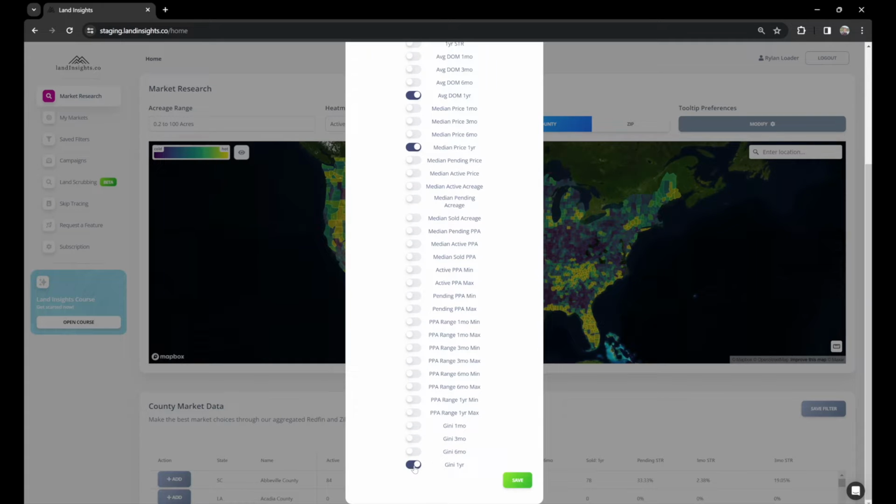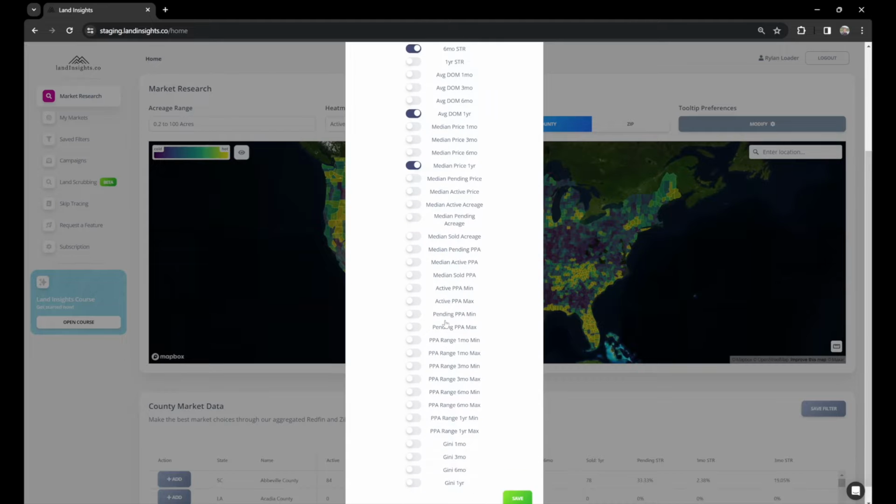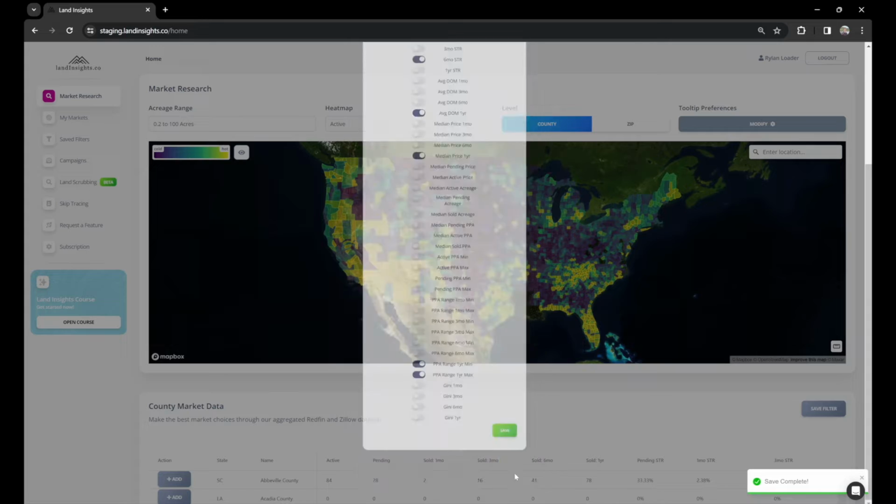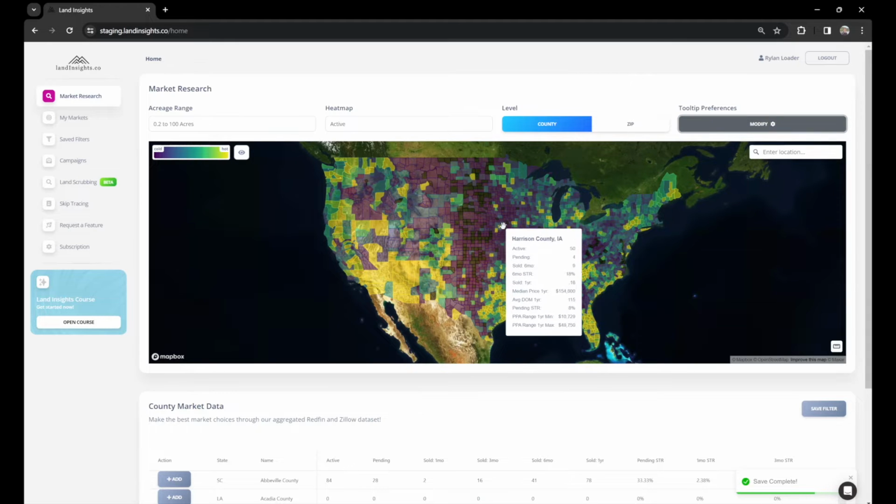And let's not look at Genie. Let's look at the price per acre range from 1 year. So the minimum is going to show the lowest price sold in the last year. Maximum is going to show the largest price sold in the last year. Okay, I'm going to save that. And you'll see the tooltips added all this data.